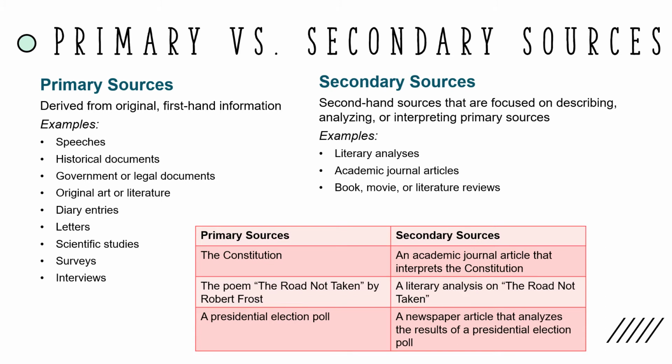The Constitution is a primary source, whereas an academic journal that interprets the Constitution is a secondary source. The poem, The Road Not Taken by Robert Frost, is a primary source, while a literary analysis on that poem is a secondary source. A presidential election poll is a primary source, while a newspaper article that analyzes the results of that poll is a secondary source.